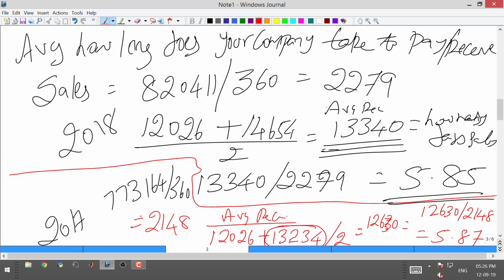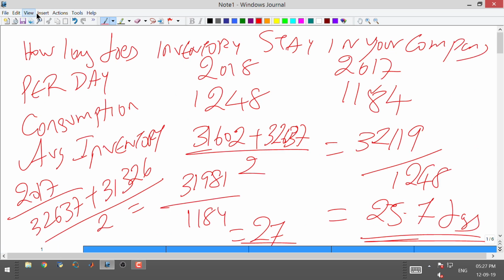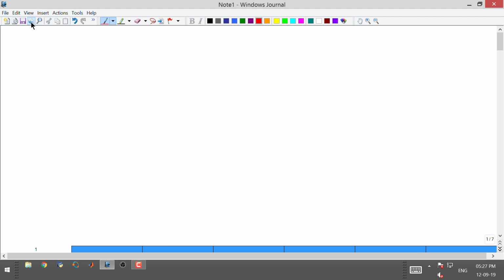Beyond this, whatever we did, how long does it take for the company to pay, how long does it take to receive, how long does the inventory stay in the company, these are known as more than liquidity. You are measuring the efficiency of the company, and these are known as efficiency ratios. Basically, you are measuring the efficiency of the operations of the company. There are two more aspects when we look at efficiency.